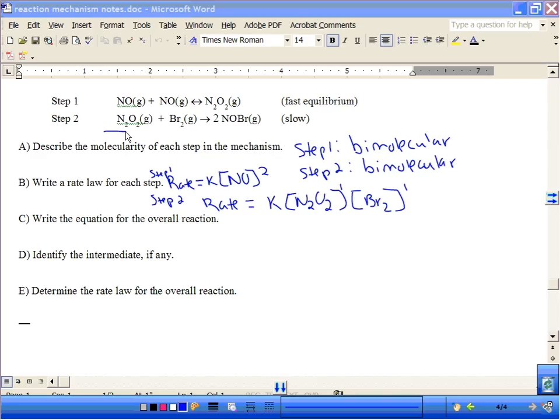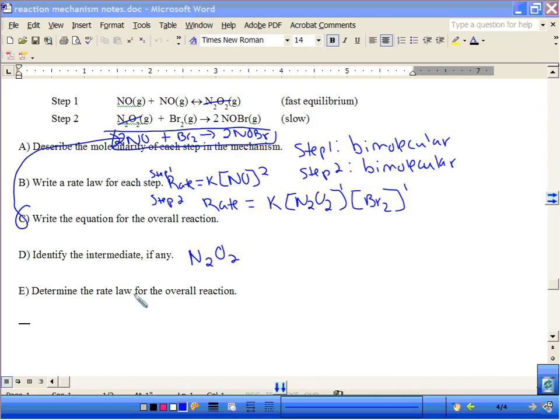The overall equation I'm going to do up here. This is 2 NOs. These are going to cancel on us, leaving us Br2. This is going to make 2 NOBr. So there's my answer on that one. Intermediates: my intermediate is N2O2, the one that was formed in the first step and consumed in the second step. And this was my answer for that one.